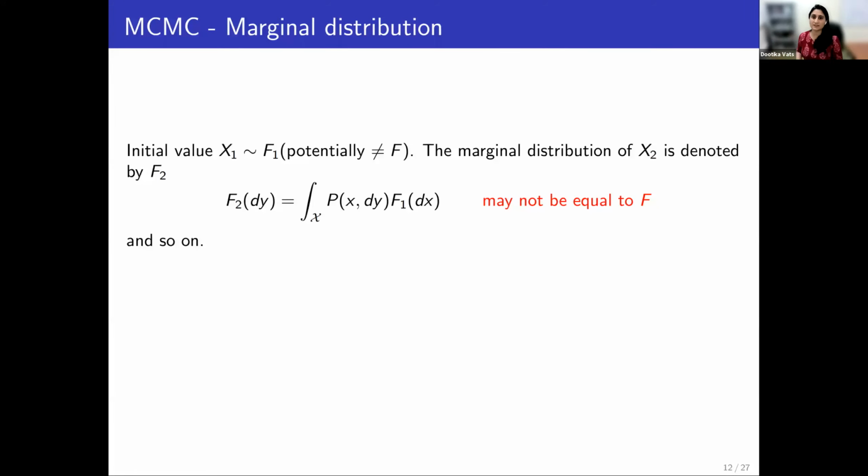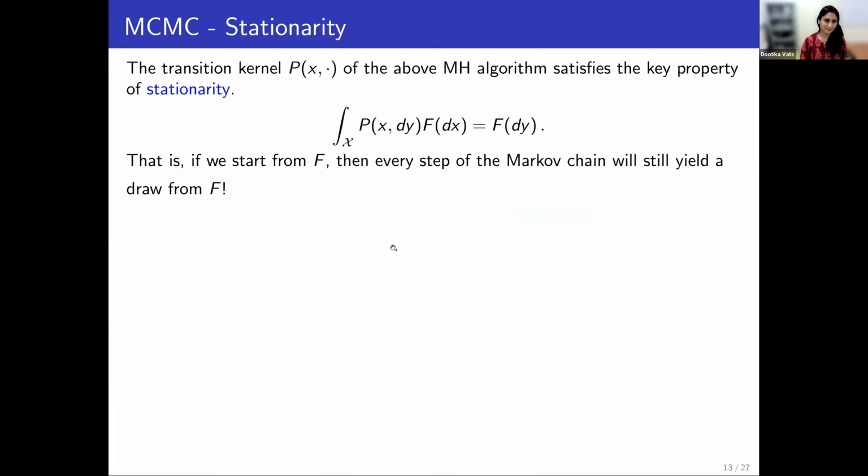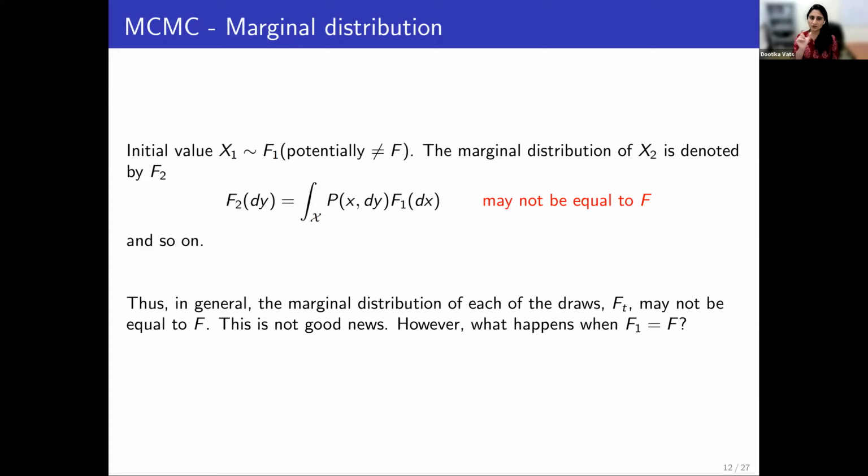Okay? And I can keep doing this. The f3 may not be equal to f. f4 may not be equal to f. Okay? The problem now is, thus, in general, the marginal distribution for each of the draws, f sub t, the marginal distribution of all the realizations of the Markov chain, may not be equal to f. And this, of course, is not good news because I want to sample from f, right? And I'm getting draws from f sub t, which are different at each time point. So how does it help us?